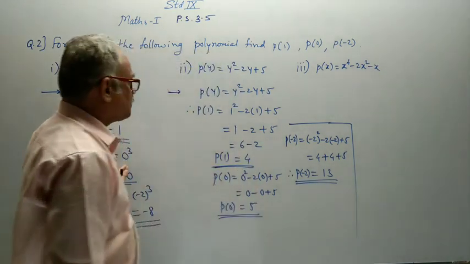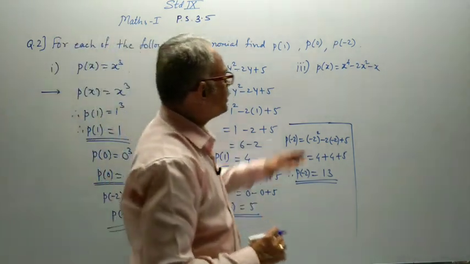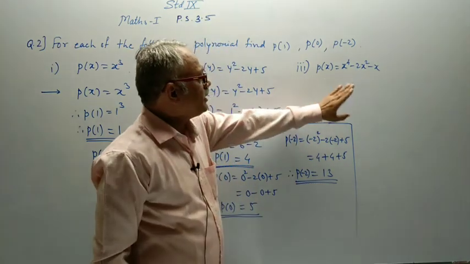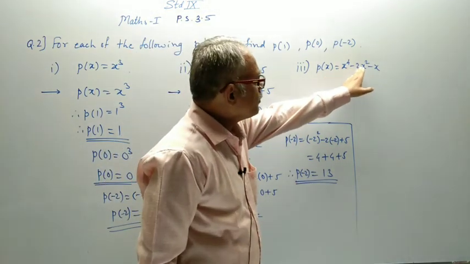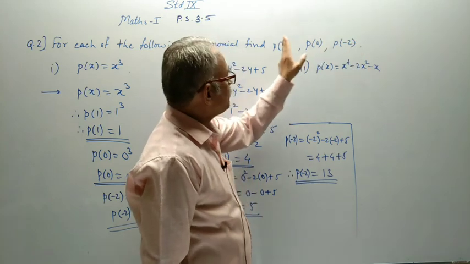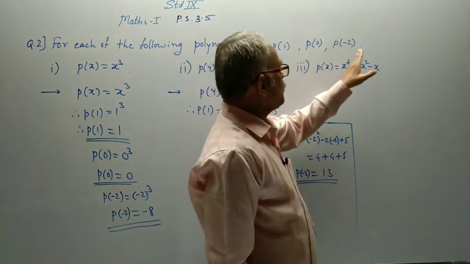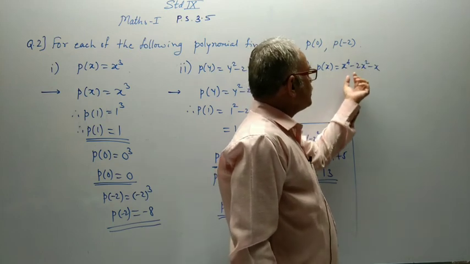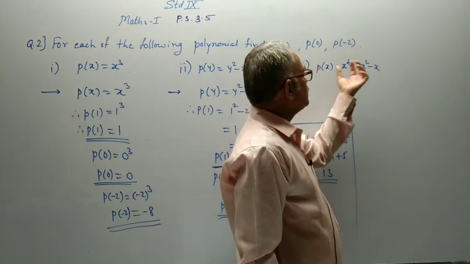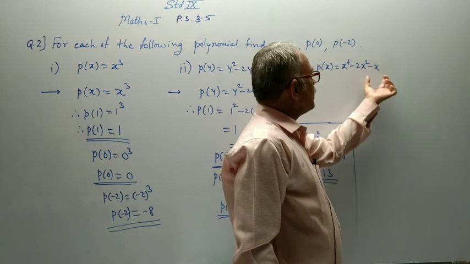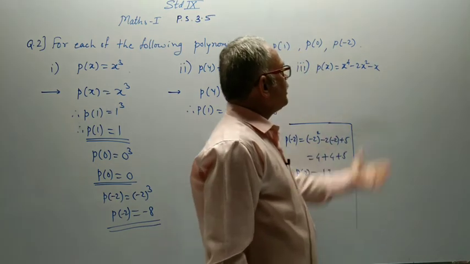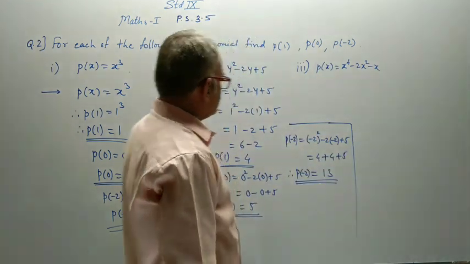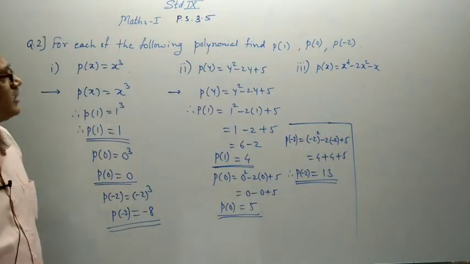Now I have solved the first and second question. Similarly, you continue and solve this. How to solve that I will explain in 1 minute. P of x is x raised to 4 minus 2x square minus x. So p of 1 is 1 raised to 4 minus 2 into 1 square minus 1. 1 raised to 4 is 1, minus 2 into 1, minus 1. 1 minus 2 minus 1, that will come minus 2. Like that you have to solve it for all the 3. So do that as homework.